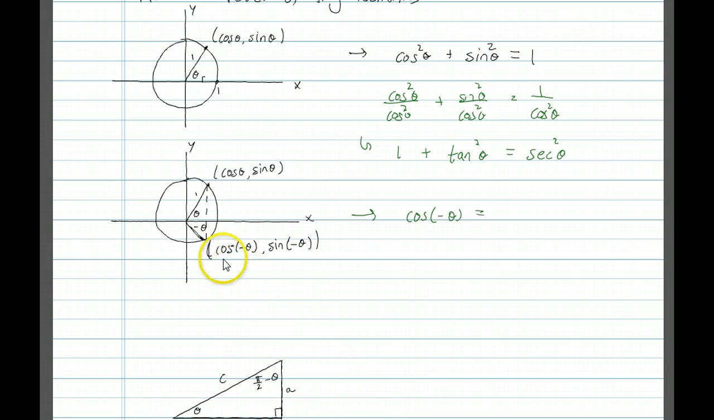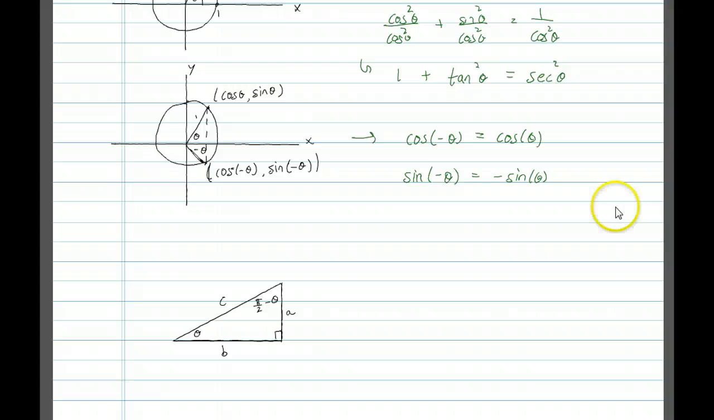Therefore, we must conclude that the cosine of the opposite of an angle is the same as the cosine of that angle. In other words, that's an even function. It has the same value whether you plug in an angle or its opposite. Now, the sine has the opposite value, so it's an odd function. You get the negative by plugging in negative theta versus plugging in theta.